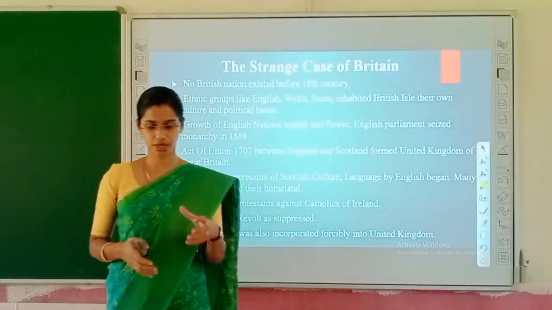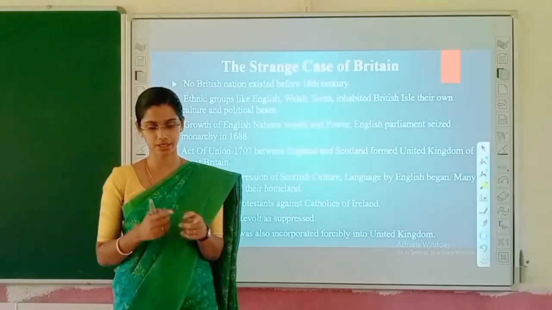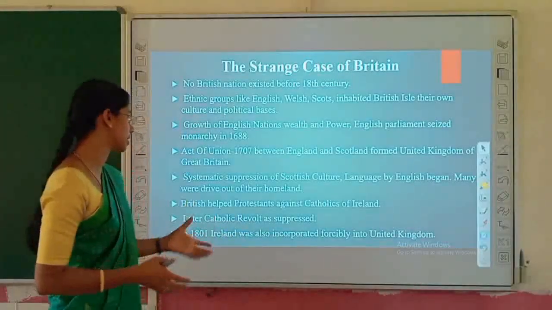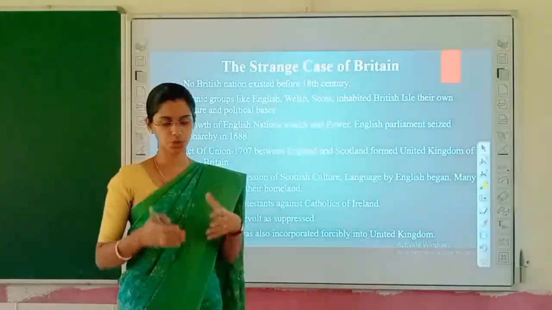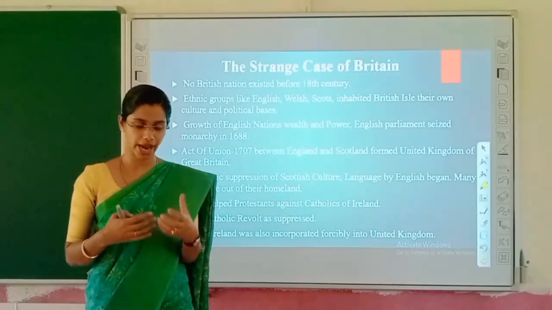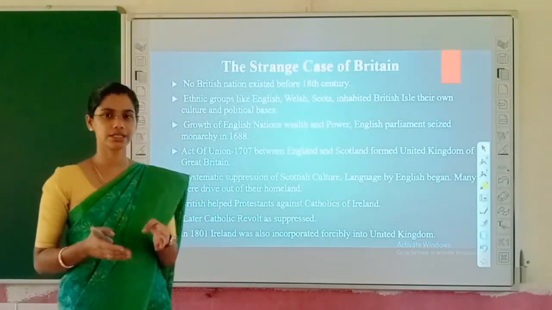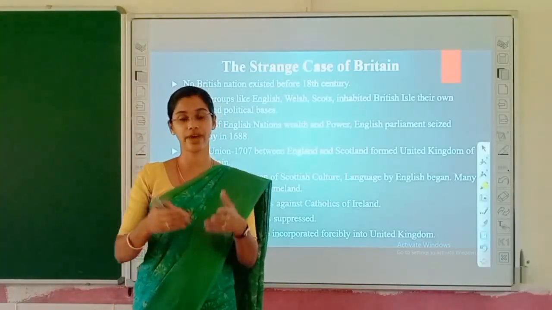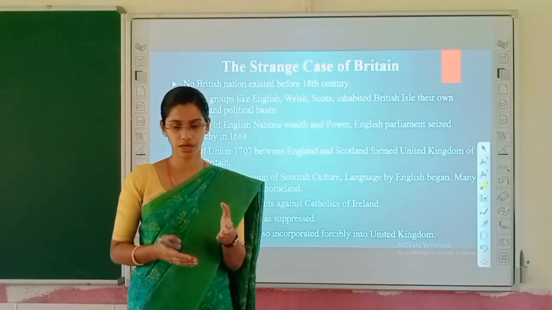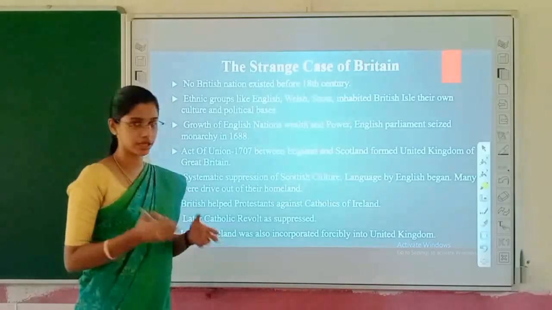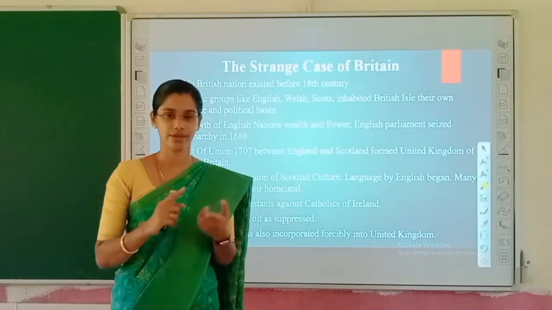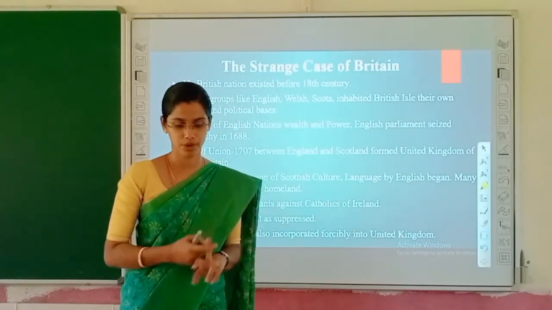That means the Act of Union between England and Scotland resulted in the formation of the United Kingdom of Great Britain. To ensure the growth of the British identity, Scotland's cultural and political institutions were suppressed, and the British also imposed control over Ireland. At that time Ireland was divided into two groups: first, Catholics, and second, Protestants.